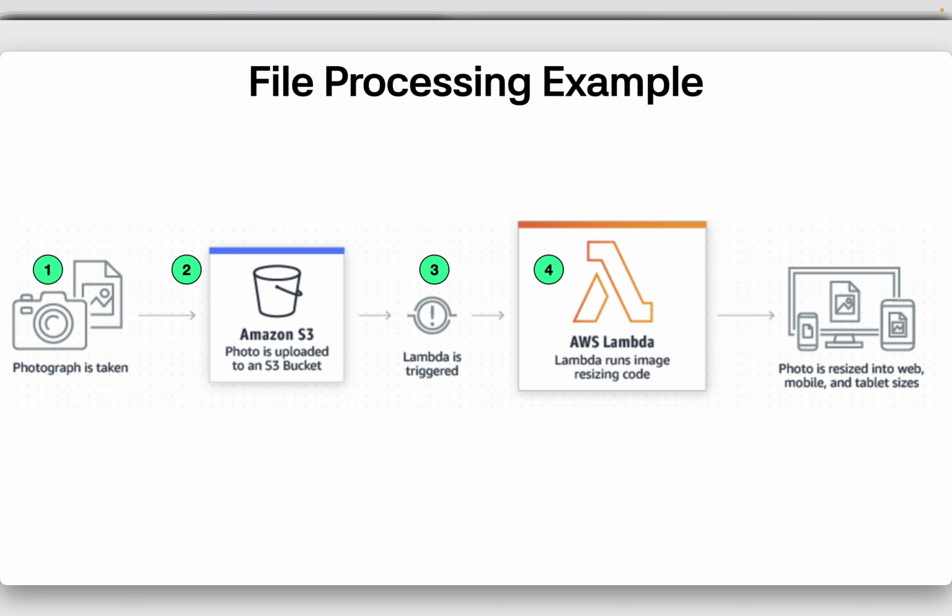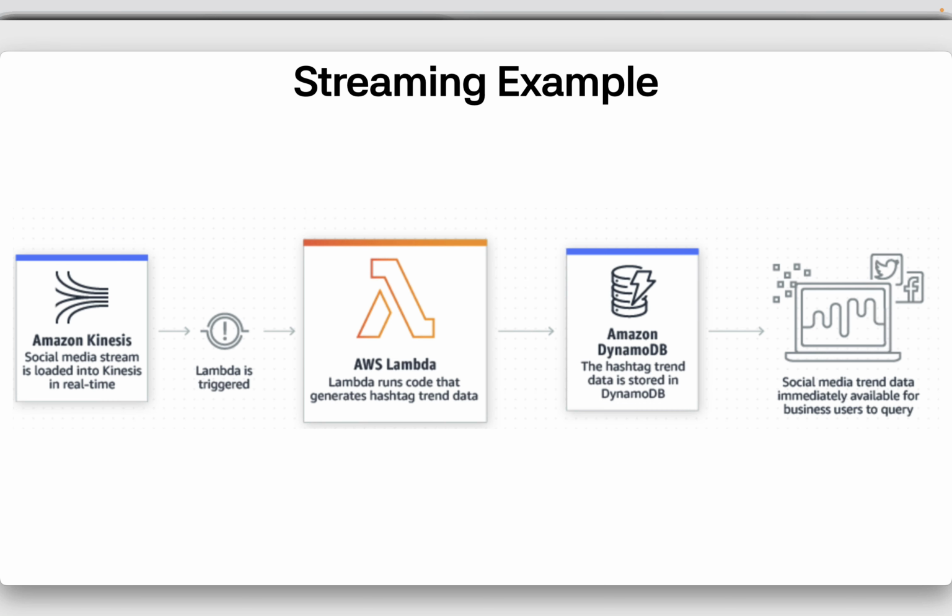The triggered Lambda function contains the code that performs image resizing. This means that Lambda will take the uploaded image and resize it into different versions suitable for various devices such as browsers, mobile phones, and tablets. Then lastly, the result of this Lambda function is a set of resized images that are optimized for different screen sizes. And this is particularly useful for websites and applications that need to display images correctly across a range of devices.